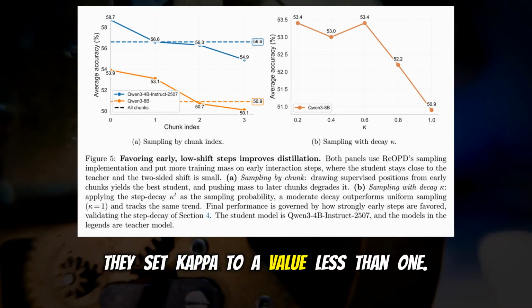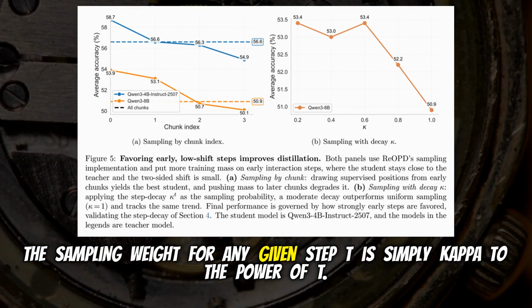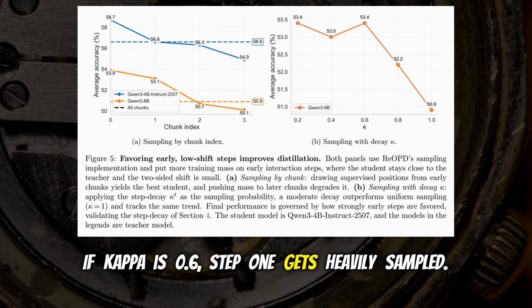They set kappa to a value less than 1. In their main experiments, they found kappa around 0.6 works beautifully. The sampling weight for any given step t is simply kappa to the power of t. Okay, let's do some napkin math on that for a second. If kappa is 0.6, step 1 gets heavily sampled.